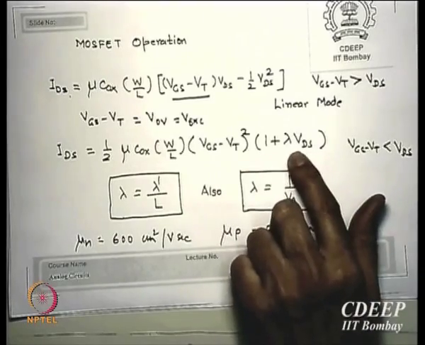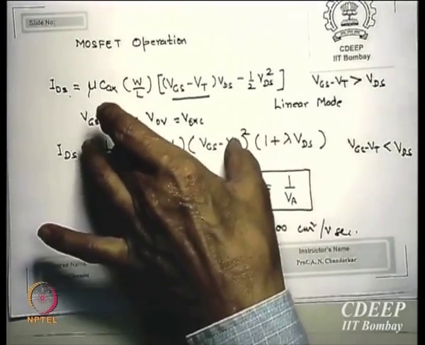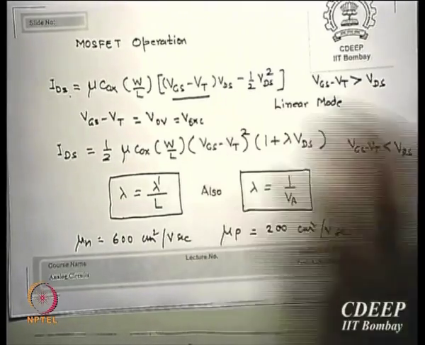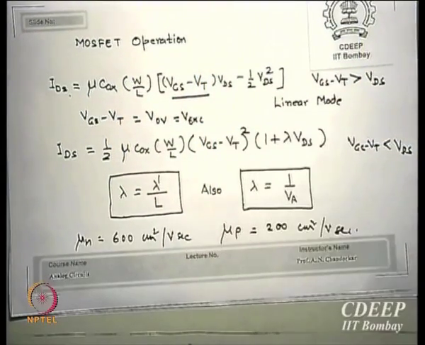If lambda is smaller, the current will be independent of VDS. Is that correct? What is R0? Delta VDS by delta IDS. If IDS does not change with VDS, R0 is infinite. Ideal. So, I would prefer channel lengths to be higher and higher such that lambda is smaller, such that the lambda VDS term becomes smaller. But if I make the channel length larger, what will happen to the actual IDS value? Decrease. So, we will see GM will also decrease.